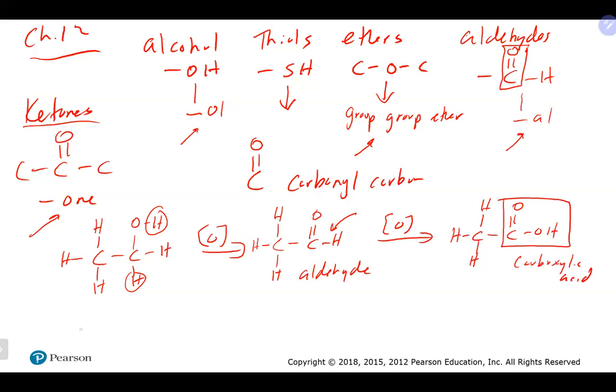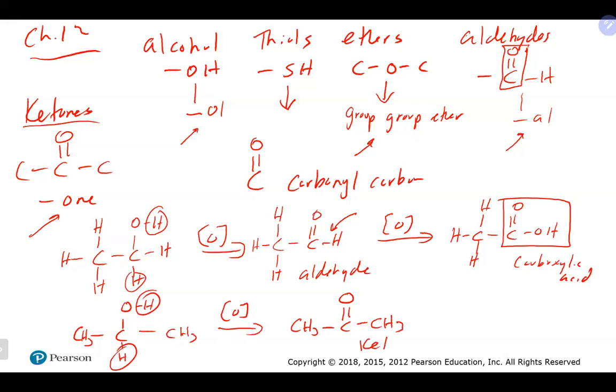A secondary alcohol, when you oxidize it, will get you that ketone, again removing the 2 hydrogens there. And as we talked about, no oxidation past that point. So that's how we develop these guys.